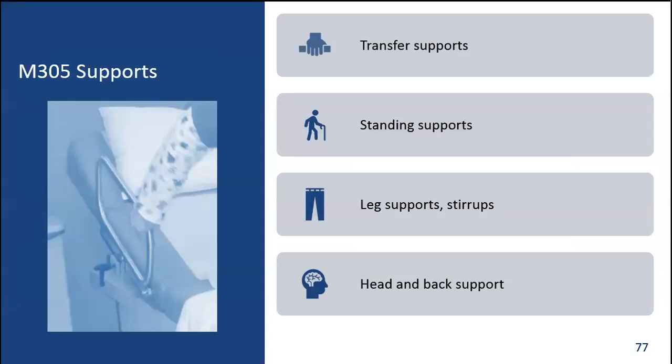Now we're going to talk a little bit about the provisions for supports. So we have transfer supports and then leg supports. And with that, we're looking at stirrups. As I mentioned before, we're not requiring leg supports, but if provided, we have standards that they would need to meet. Now, we talked about head and back supports when in a reclined position. And it's important to note that although we talked about these different supports, we do not have provisions for positioning supports like wedges or pillows that you would have when you try to position someone on a transfer surface.